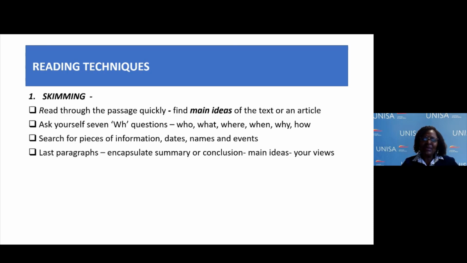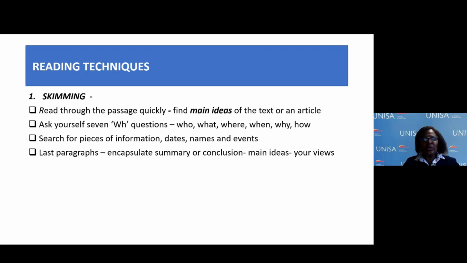Then, because you are skimming through, you don't have to read each and every line. You skip to the last paragraph to find what the text is all about. You take the first paragraph, read it quickly, and jump to the last paragraph, which will encapsulate the summary or the conclusion, so that you can get the main ideas. You link what you read in the first passage, finding the main ideas, and jump to the last paragraph to find the summary or the conclusion of the main ideas.